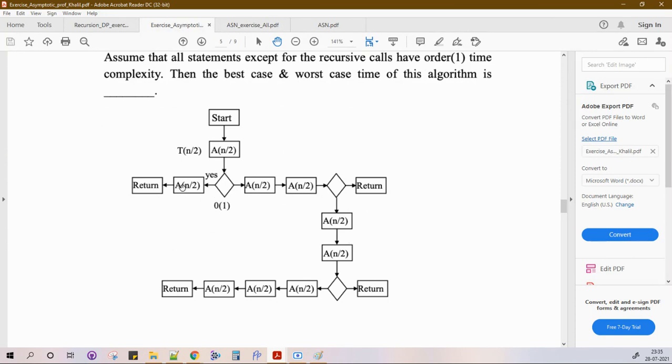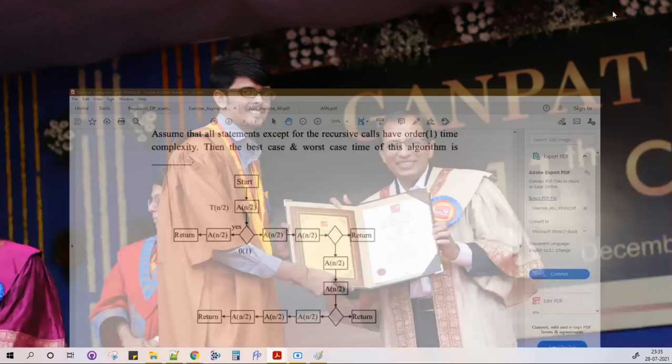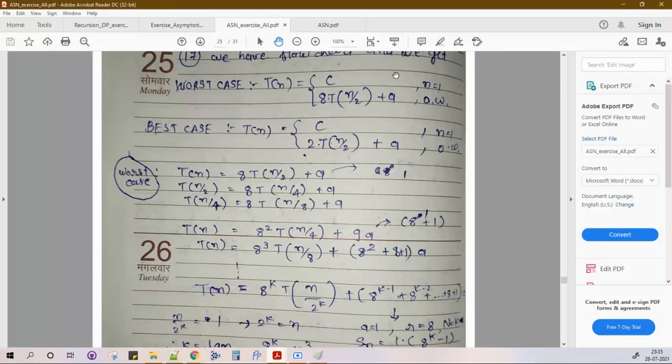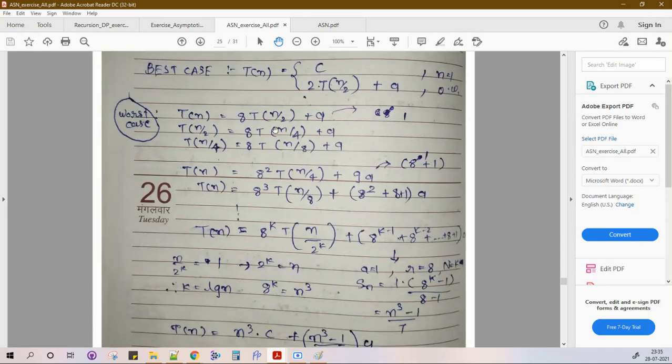So in best case it would be just 2 recursive calls. In worst case it could call 1, 2, 3, 4, 5, 6, 7, 8, the largest path. So I have just written it in formula, right? Recursion equation it is called. So T of n is nothing but 8 multiplied by T of n by 2 plus a, and here T of n is 2 multiplied by T of n by 2 plus a. So how this constant will affect, let's see.